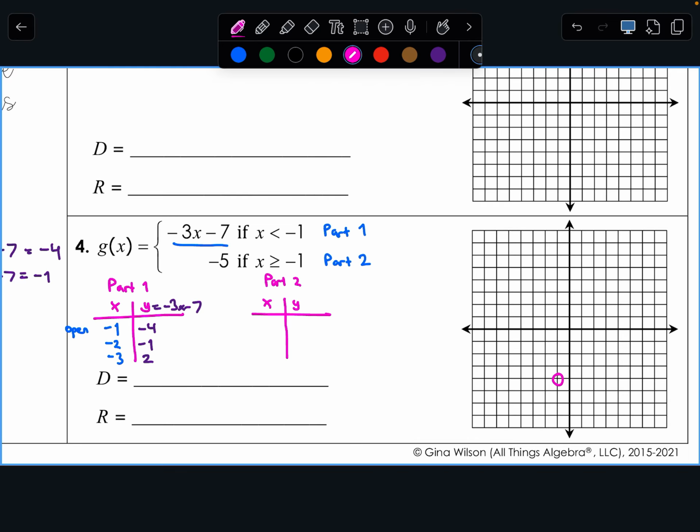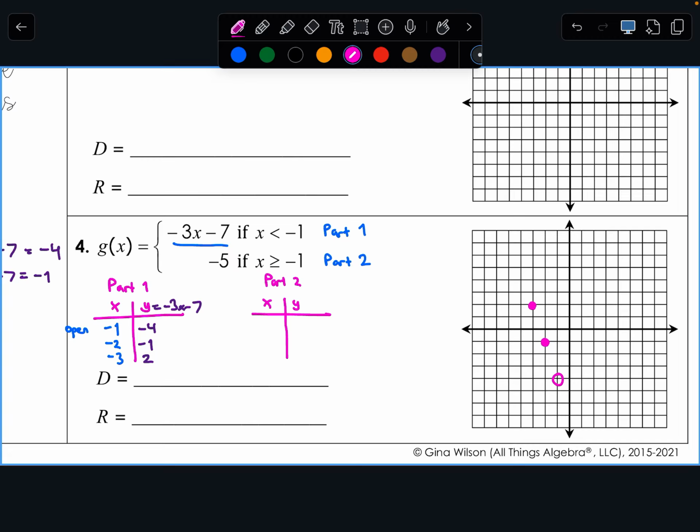Then I'm going to plot the other points, which are automatically going to be closed because they fit less than -1. So that means I'm going to have -2, -1. So I'm going to go to the left 2 and then down 1. Then I'm going to go over to -3 and then up 2 and put my point there. Now, because it says x is less than -1, that means it's going to continue to be less than -1 as long as I keep going that pattern.